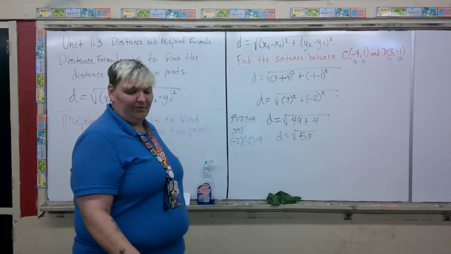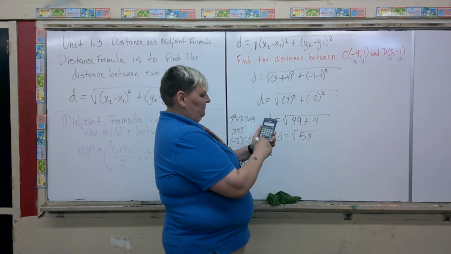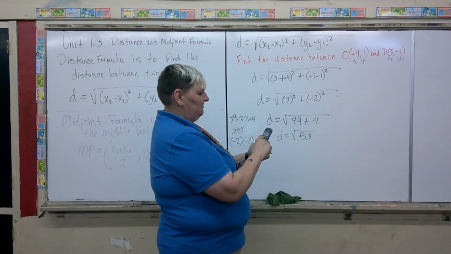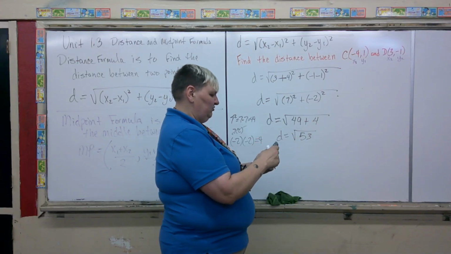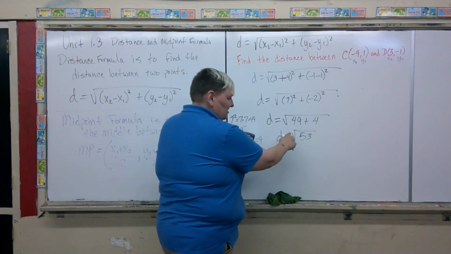Again, it's not a perfect square. Calculator. 53. Just turned off on me. 53. Square root symbol. It looks just like this.